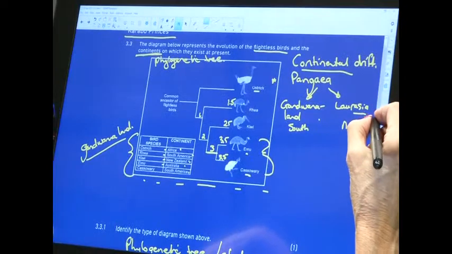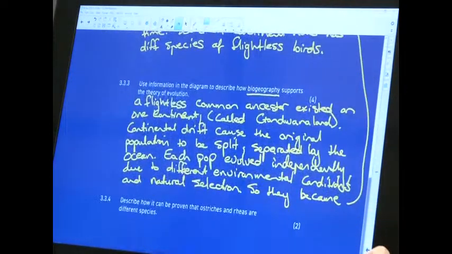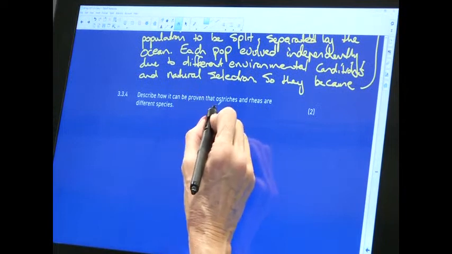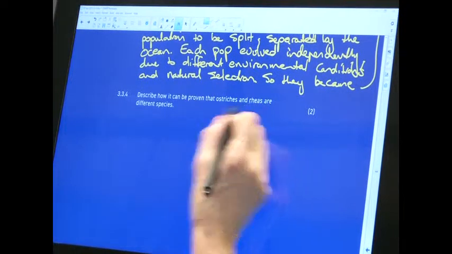Okay, easy peasy. You must make sure you read your questions and describe how it can be proven that ostriches and rheas are different species.